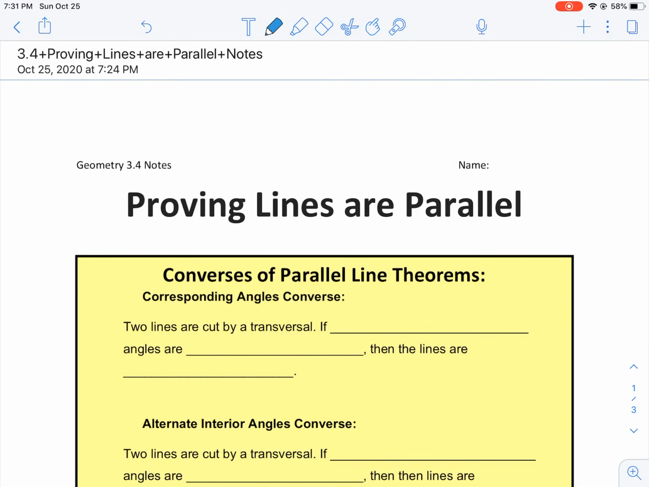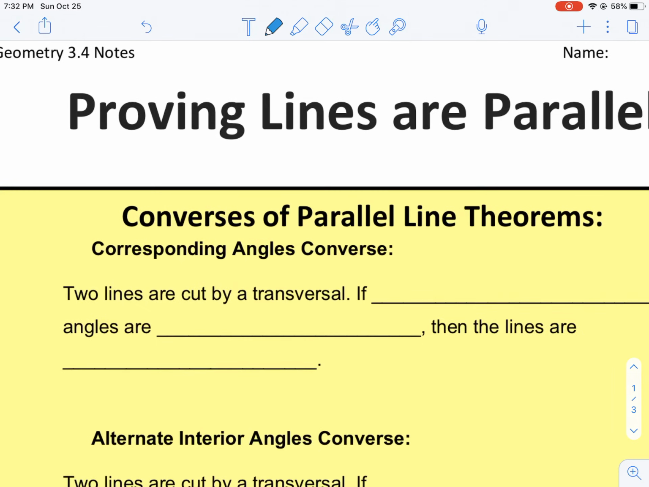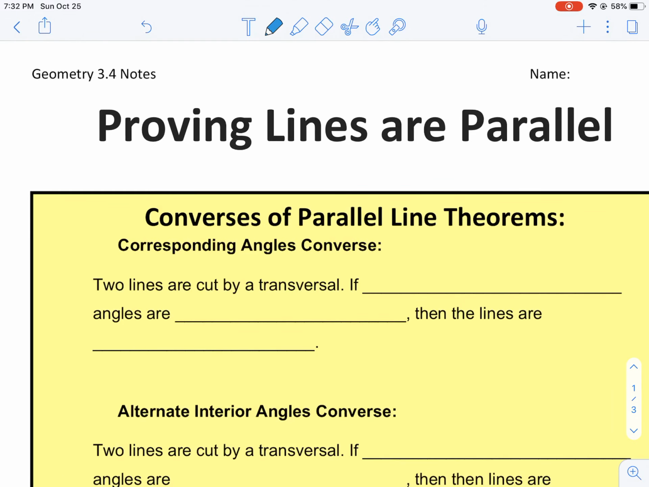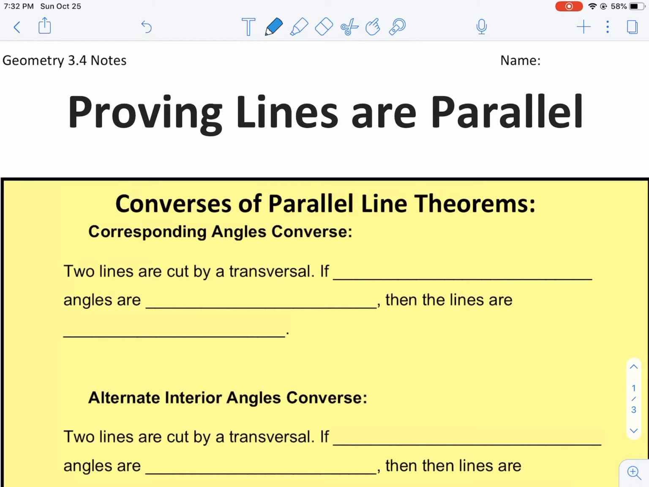Hello, this is going to be the video for proving lines are parallel. This is going to be similar to the lesson that we did on parallel lines proofs, except we're going to look at it backwards. Instead of being given that lines are parallel, we're going to try and prove that lines are parallel and how to do that. The theorems that we're going to be working with are all going to be really similar to the theorems that we've already learned, just in reverse.